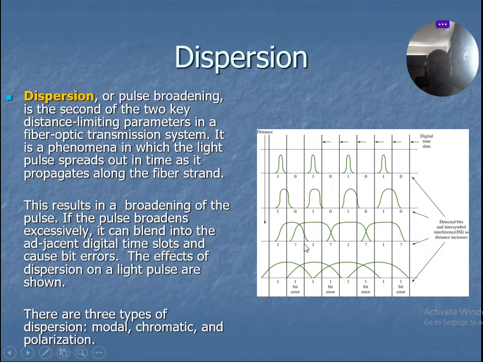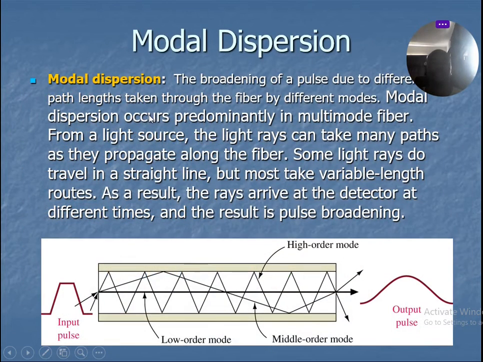We have 3 broad types of dispersion, 3 major ones. The first one is called modal dispersion. The second one is called chromatic dispersion, and the third one is called polarization dispersion. Now let's take a look at them one after the other. Modal dispersion. In modal dispersion, this is caused by mode. This is when we transmit a pulse signal in a multimode. When we are using a multimode, we have the low order mode, the middle order mode, and the high order mode. So the dispersion that is caused by the presence of mode difference is called modal dispersion.